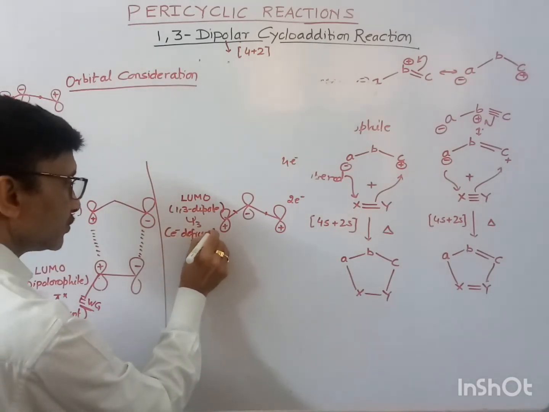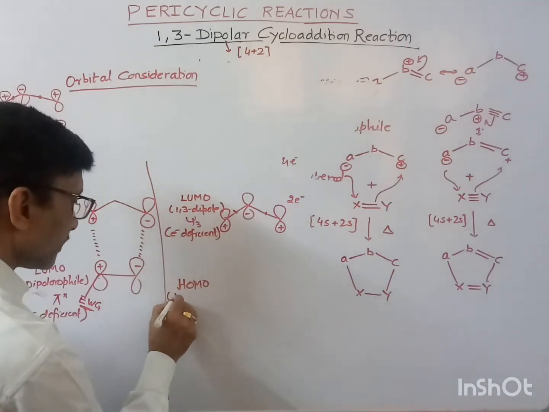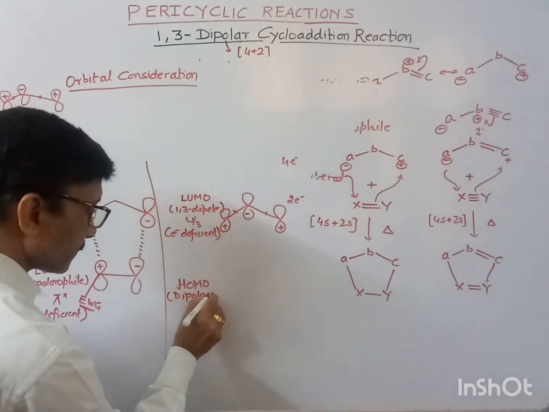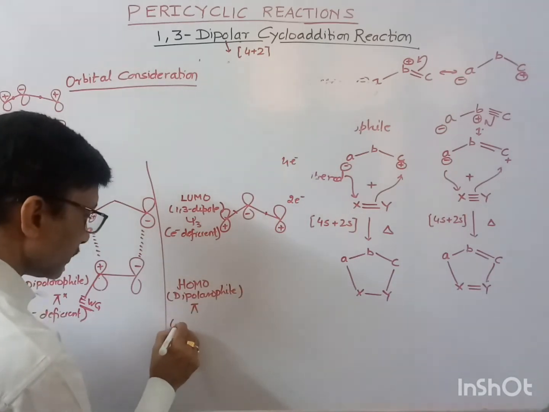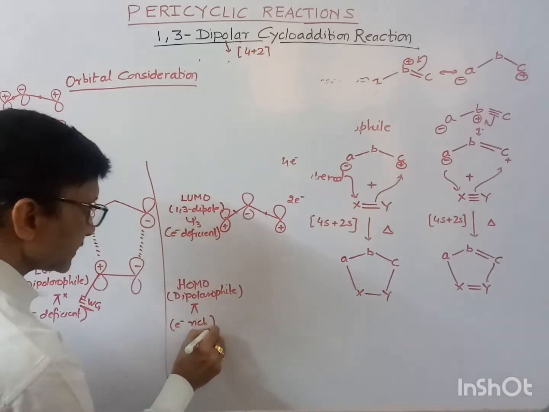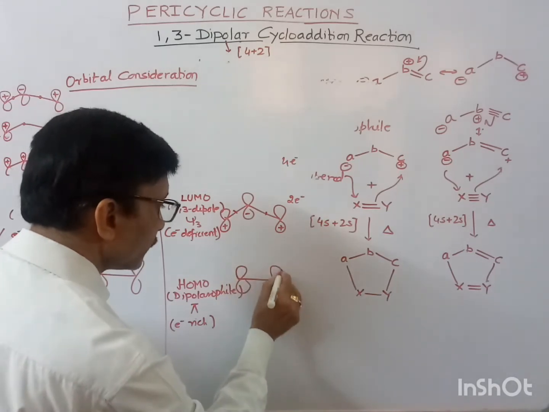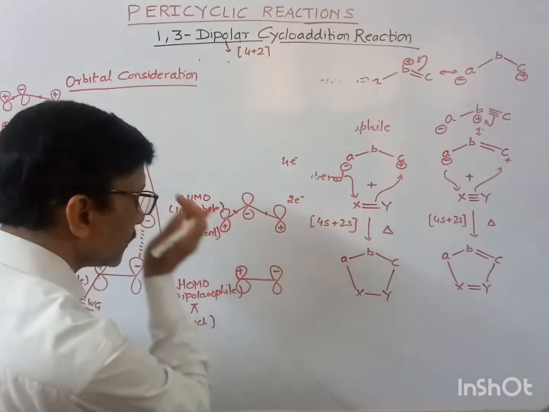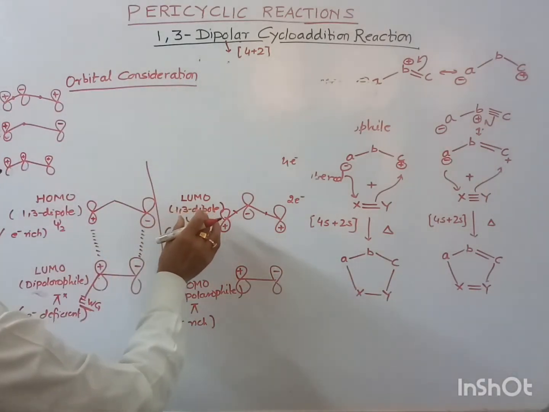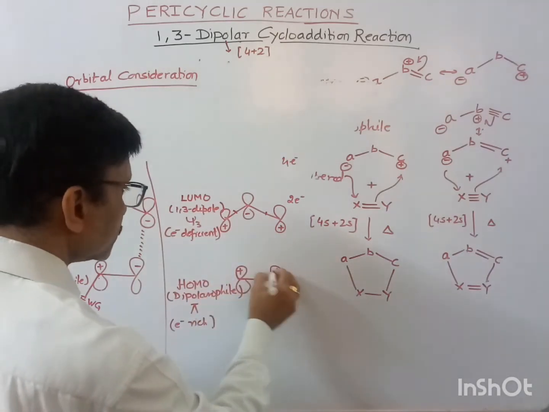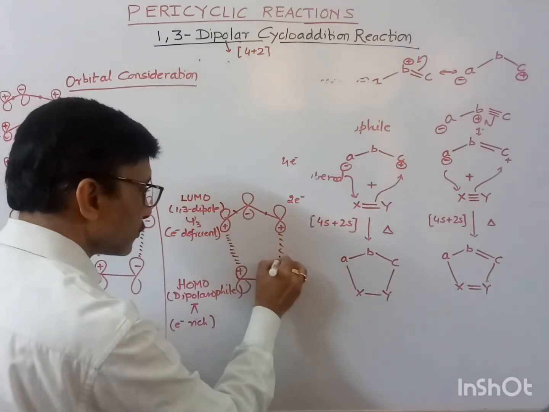This acts as electron deficient, whereas the HOMO is for the dipolarophile. The HOMO is pi, and this will act here as the electron rich part. Sorry, this is our HOMO. Yes, this is positive and positive. So again you will see the superficial interaction is possible over here.